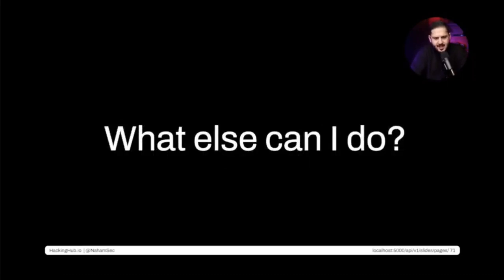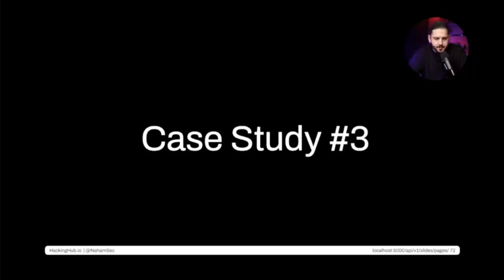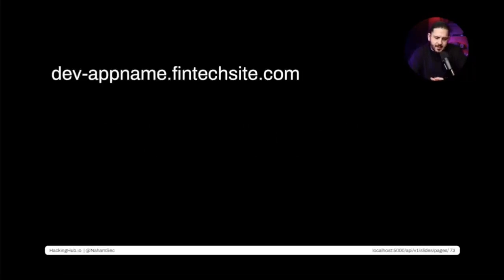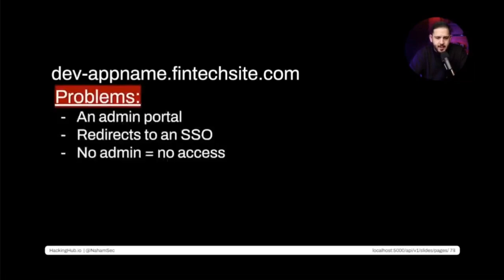I think this is going to be my last example, really quickly. I only have a couple of minutes left, so I want to quickly walk you through these. The next case study is another fintech's website. This time we're going after a subdomain. This is a dev environment for what we call an app name. The app name was something super random. It didn't even match what the API name was.